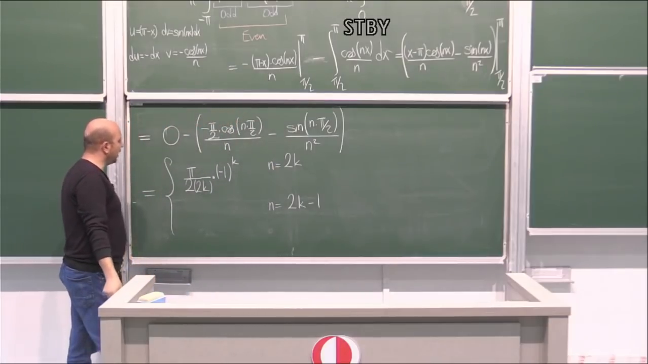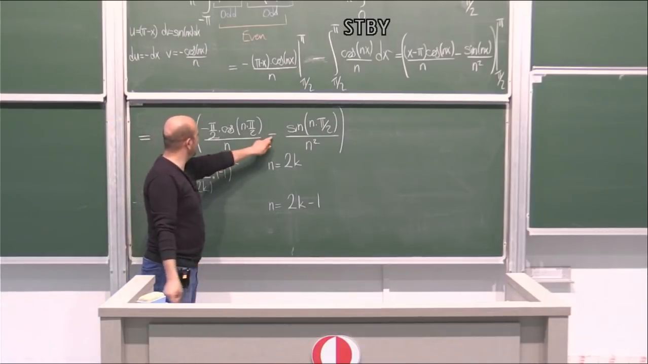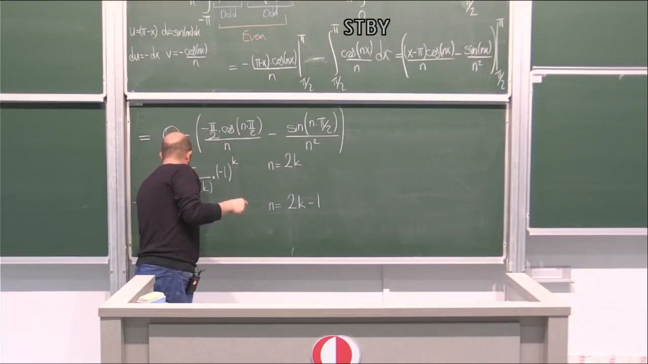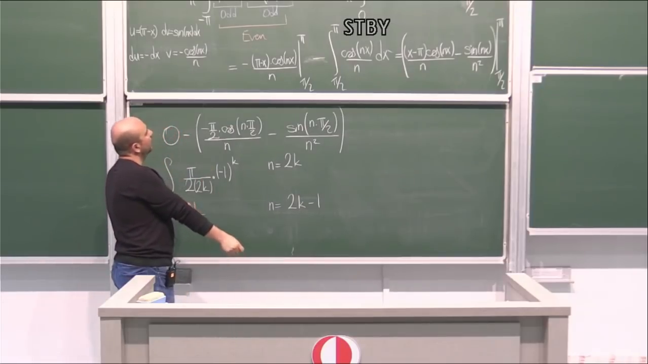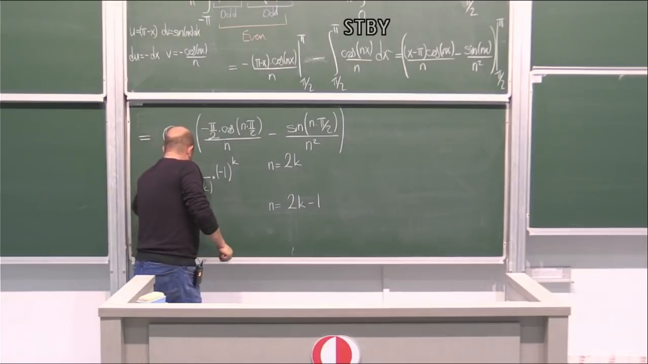All right. Now, if you come to the odd case, in that case, minus makes it plus. So we just have 1 over n squared. So, what about n is 2k minus 1?